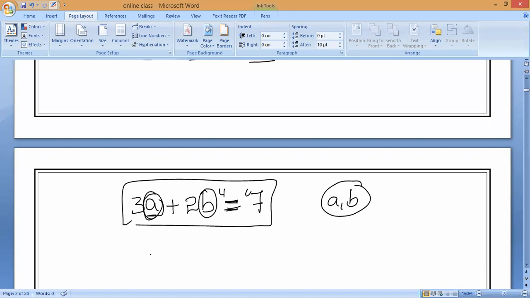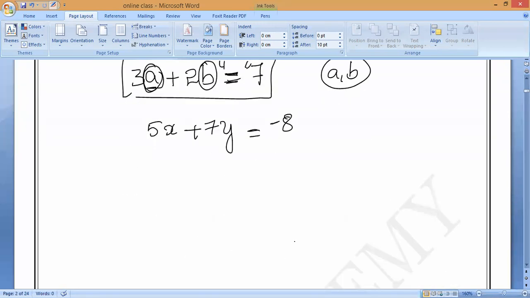Ma'am, 5x plus 7y equal to 13. Okay, whatever expression it is, if you put an equal sign, then it turns into an equation. That's all.